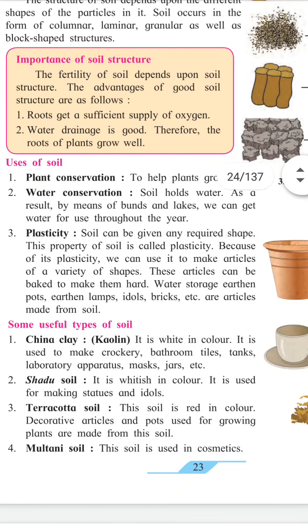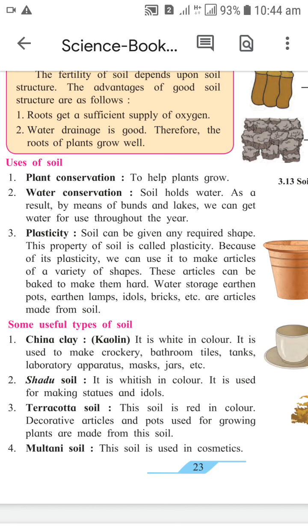These are the uses. Some useful types of soil. Some soils are very useful. So you can see now the first one is China clay, kaolin. It is white in color. It is used to make crockery, bathroom tiles, tanks, laboratory apparatus, masks, jars, etc.